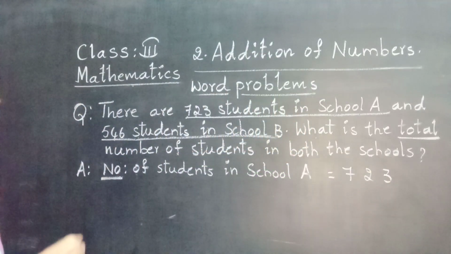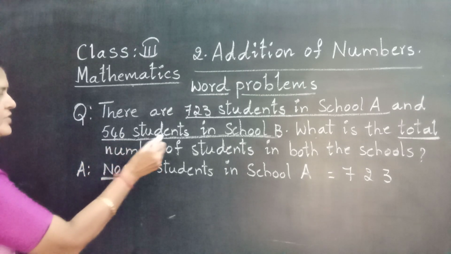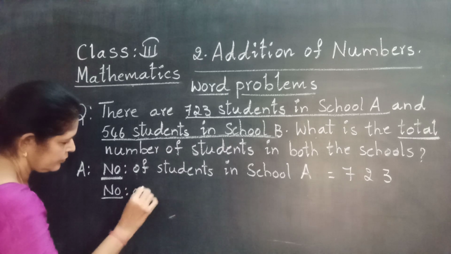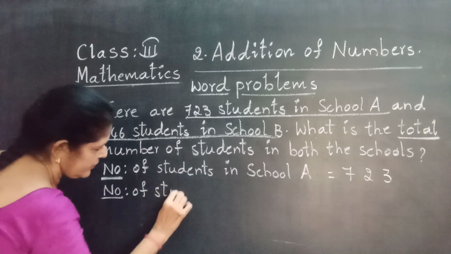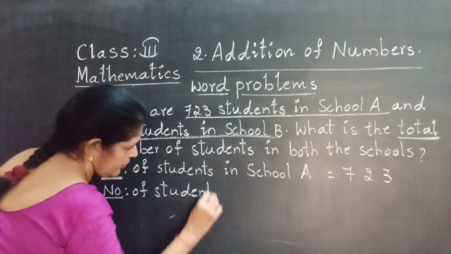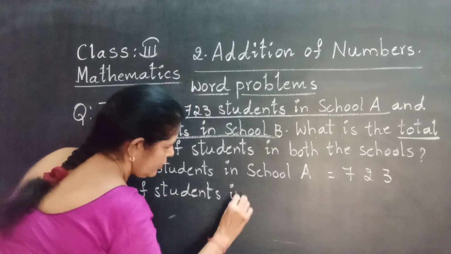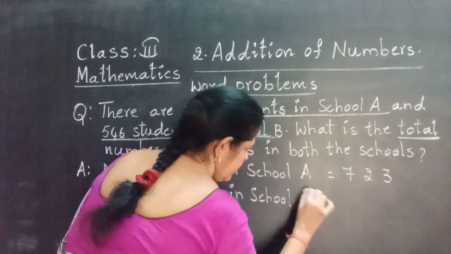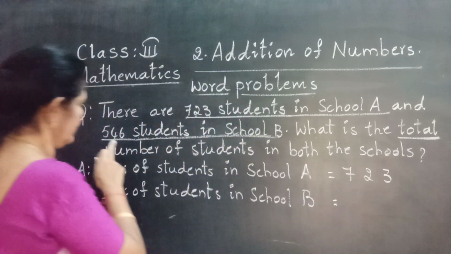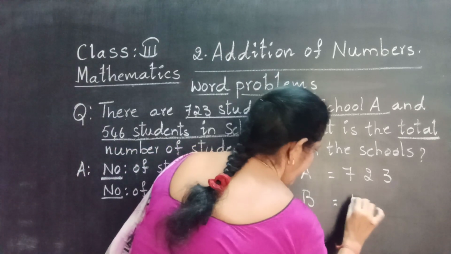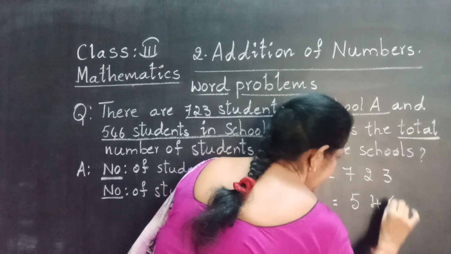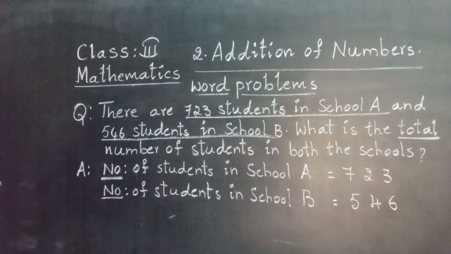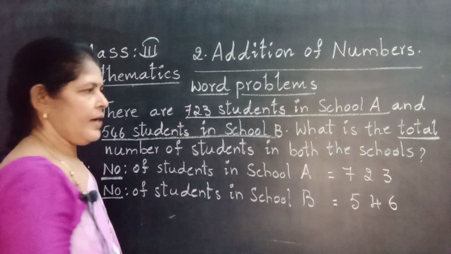Okay. Now go to the next word. 546 students in school B. Number of students in school B. How many? 546. Write it right below the first number correctly. Ones place, tens place, hundreds place. That means the given numbers are 3-digit numbers.